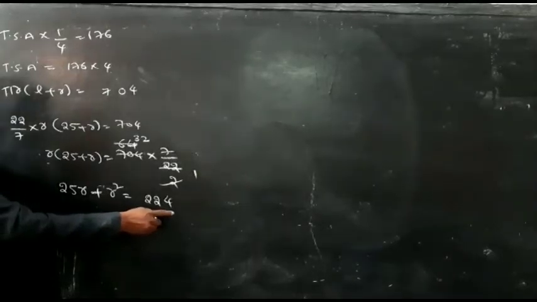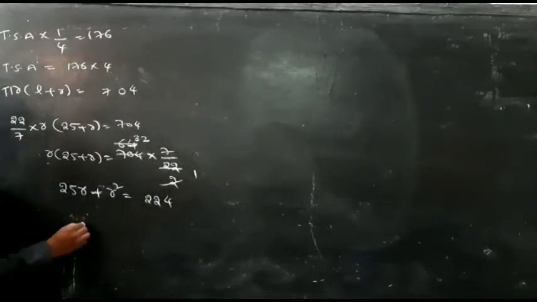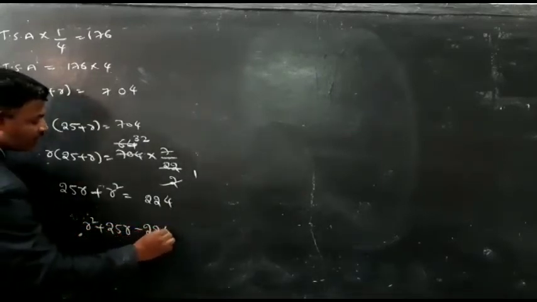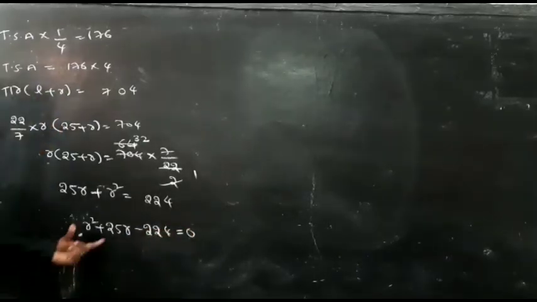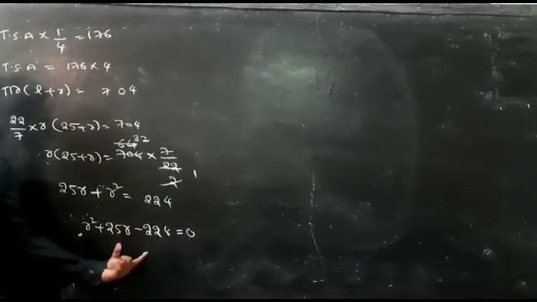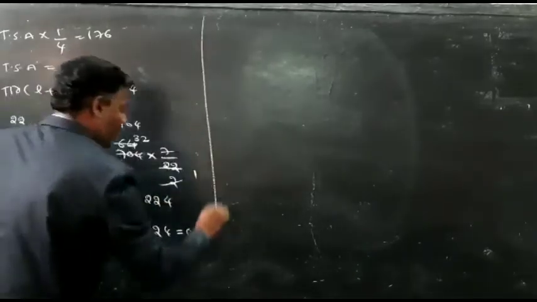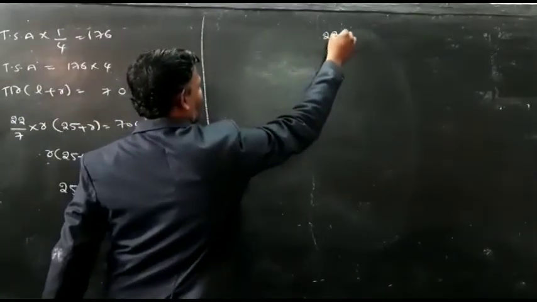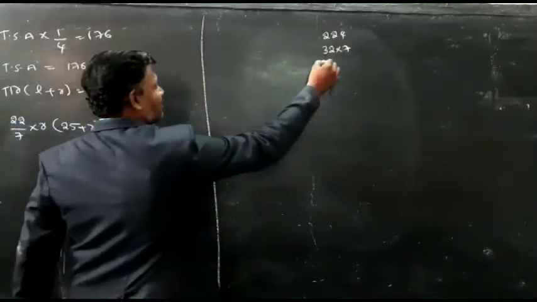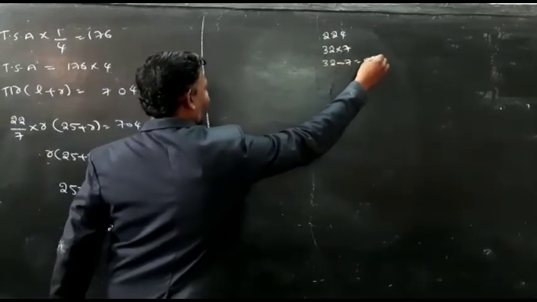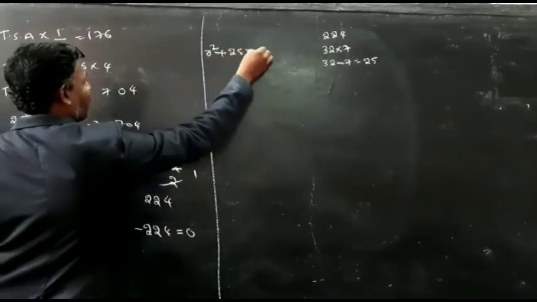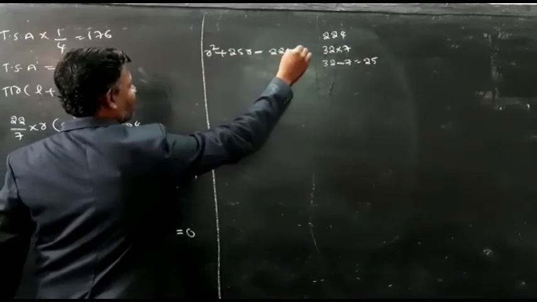So now I am transposing 224 to the left side of the equation. So it is r square plus 25r minus 224 is equal to 0. Now I am going to split this equation using factorization, which you already learned in 8th class. By factorization, 224 we can write as 32 into 7, and similarly 32 minus 7 is equal to 25.